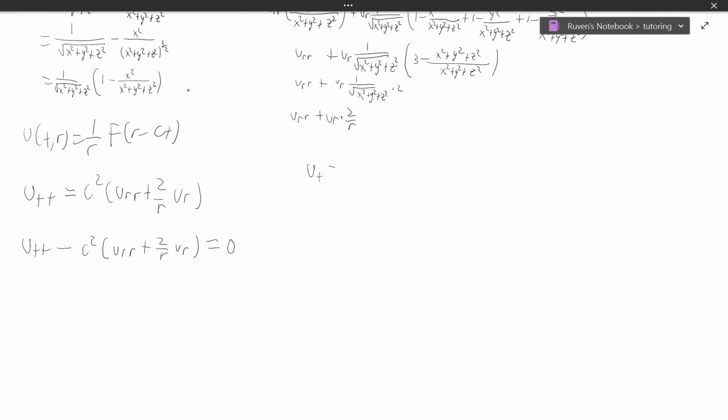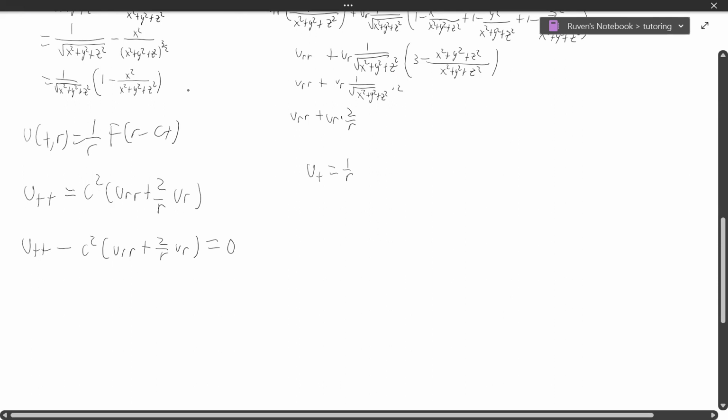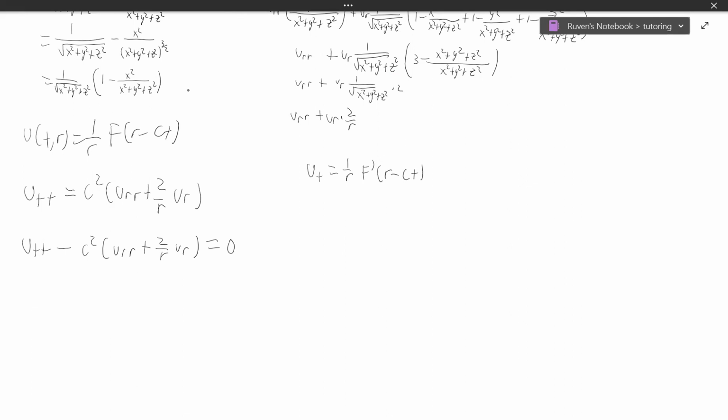So u_t is equal to 1 over r times, because we don't really know the exact function of this, we're just going to say f prime of r minus ct times negative c, because over here we're taking the derivative in terms of t. And then if we take the second derivative, so u_tt equals 1 over r f double prime of r minus ct times negative c again, which is going to equal c squared over r f double prime of r minus ct.